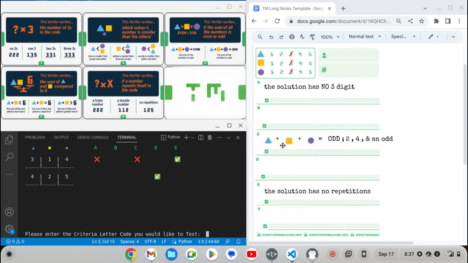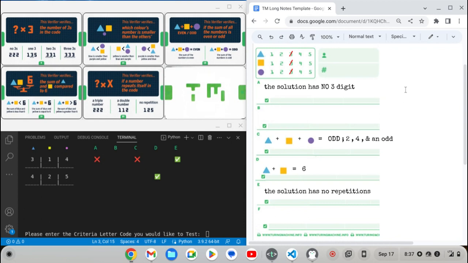Okay, so yes, the sum of the first two are 6. So let's go ahead and type that up. And that was section D. So we'll say that triangle plus square should be equal to 6, since that's what the Turing machine confirmed.